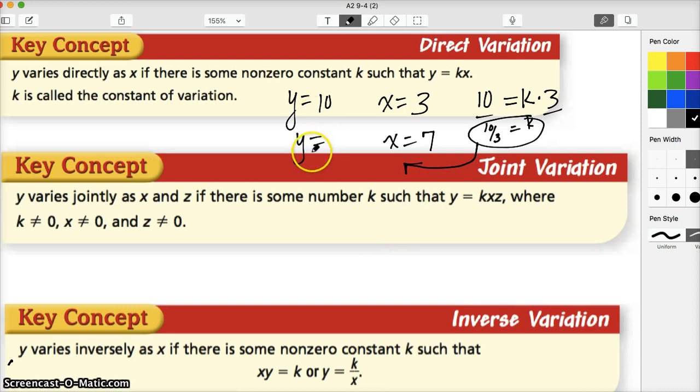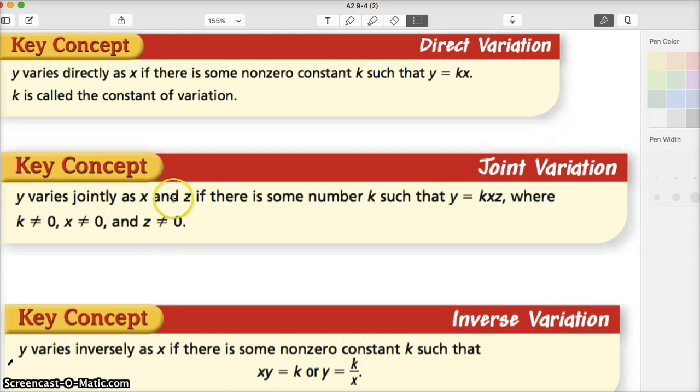So we're looking for y when x is 7. We remember y equals k times x. Therefore, y equals 10 over 3 times x, which is 7, and that gives me 70 over 3. So in this case, y is equal to 70 over 3 when x is equal to 7. So we're going to take the constant of variation from one relationship and use it in another relationship with those same variables. And we're going to do that for each of these guys, okay?